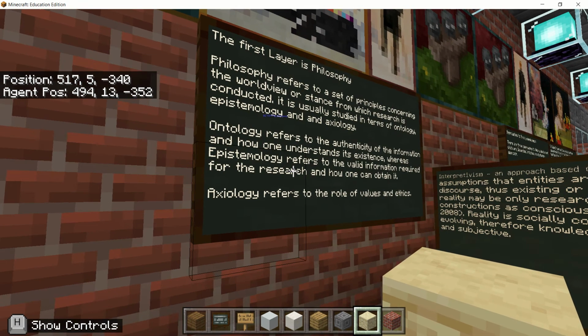Ontology refers to the authenticity of the information and how to understand its existence, whereas epistemology refers to the valid information required for the research and how one can obtain it. Axiology refers to the role of values and ethics.